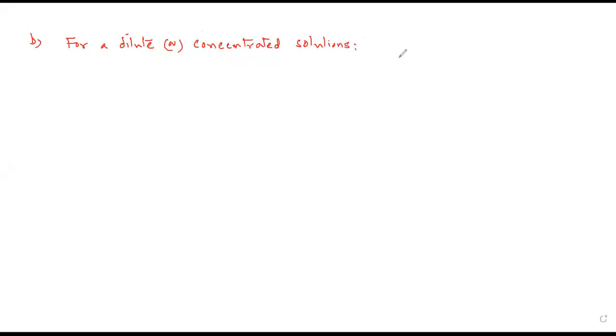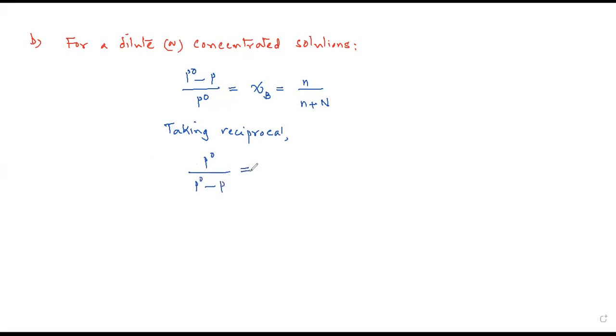Now, when we go for this, we'll not be imposing any condition. Again, it's (P naught minus P) by P naught is equal to, of course, XB, that is nothing but small n by (small n plus capital N). So taking reciprocal, it can be written as P naught by (P naught minus P) is equal to (small n plus capital N) by small n.